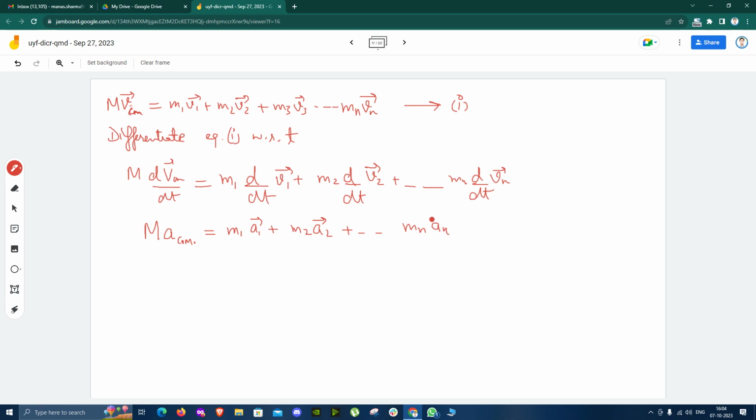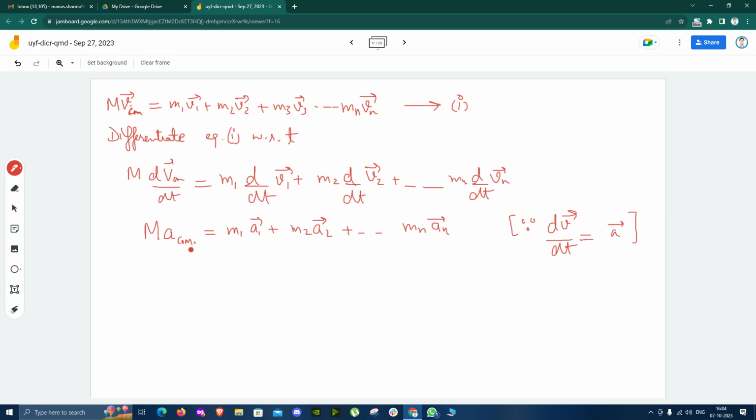Always when you're doing calculations, doing derivations like this, always give the reason in your answer. Like dV by dt is actually, we know generally it is the acceleration, so that's why we were able to write dV1 by dt as a1 and so on.